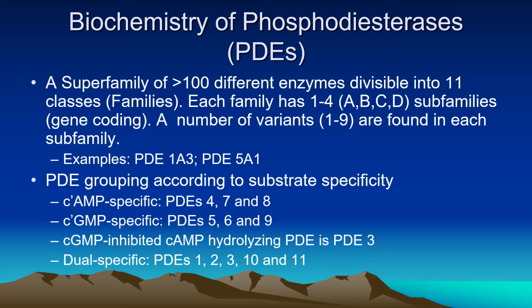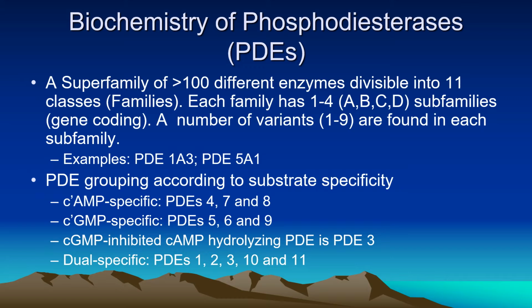Now, phosphodiesterase enzyme is a superfamily of over 100 different enzymes which are divisible into 11 classes. These classes are called families. Each family has 1 to 4 subfamilies A, B, C, D. Now, these subfamilies are according to the gene coding. A number of variants are also found in each subfamily. Therefore, one typical example would be PDE1A3, and that will tell us this is a phosphodiesterase 1 with subfamily A and variant 3.